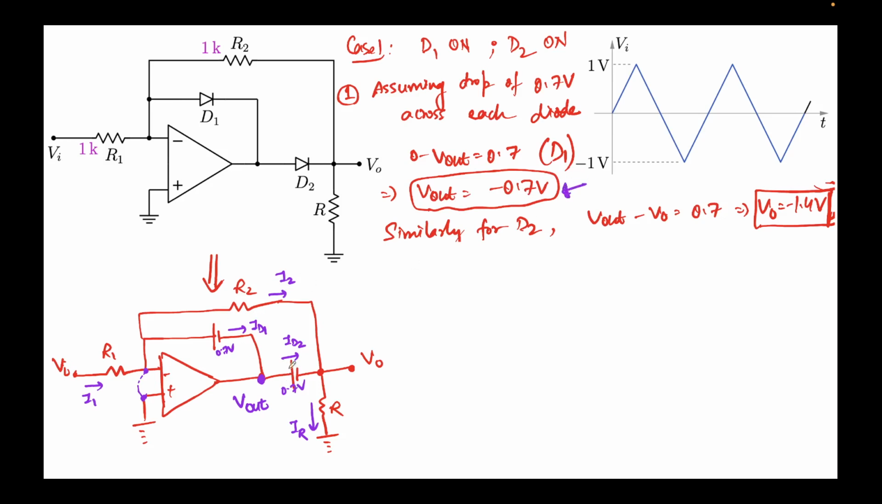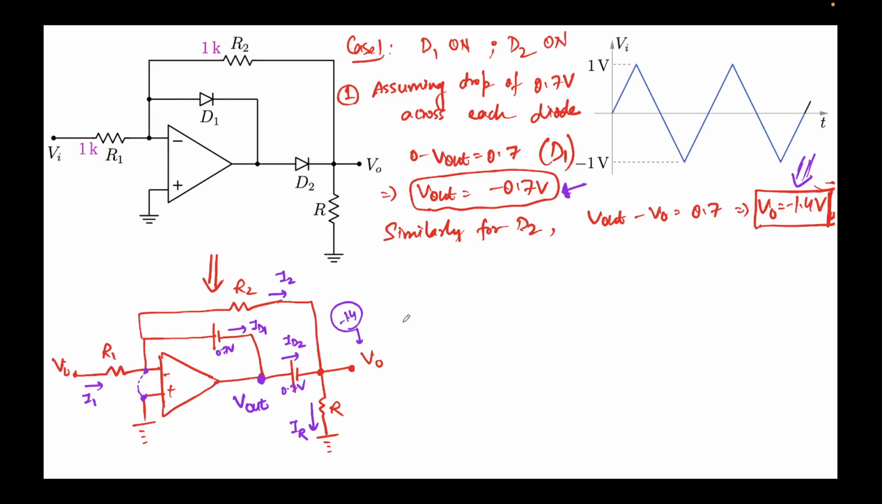Similarly, if I do the same exercise for D2, I can write V out minus V naught, P minus N, voltage at P side minus voltage at N side, should be equal to 0.7. This gives me V naught as minus 1.4 volts. So this is again an important data point. So this node is minus 0.7 and this is minus 1.4.